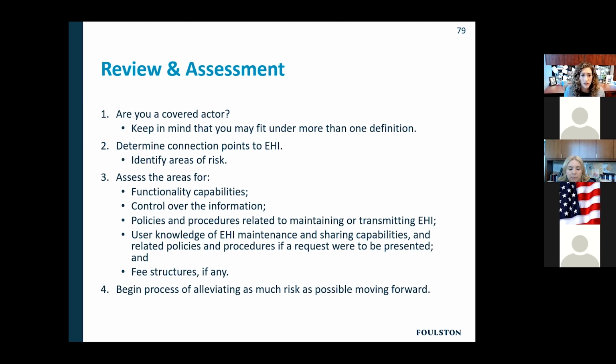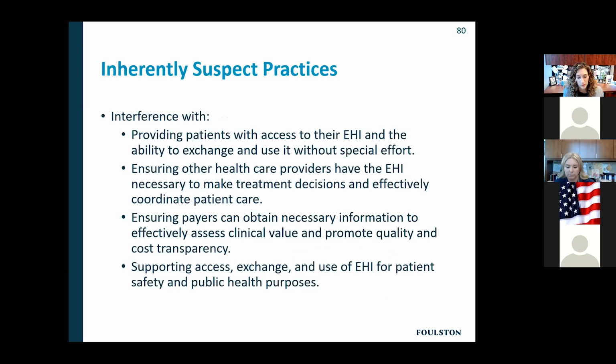And when you identify those areas, you want to assess them for functional capabilities. Maybe something can't be exported. Control over the information: do you have control over how that is exported? Look at your policies and procedures, look at your fee structures, and begin this process of acknowledging where information is, how it's exchanged, and potentially revising those policies and procedures to alleviate risk of violation of the information blocking rule going forward.